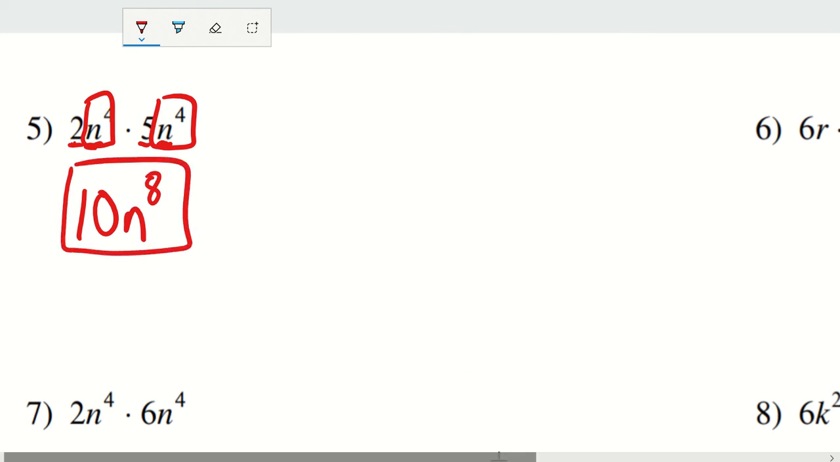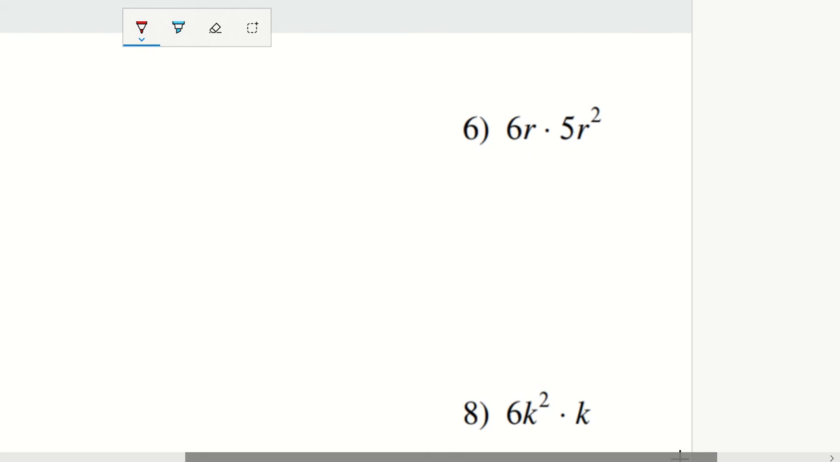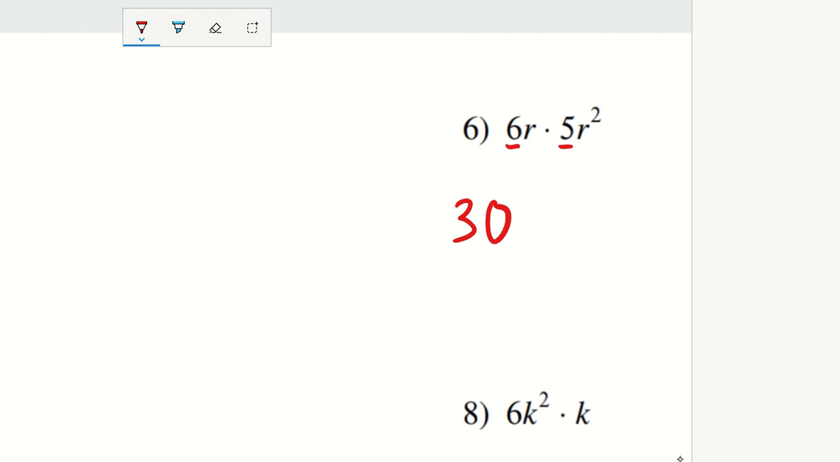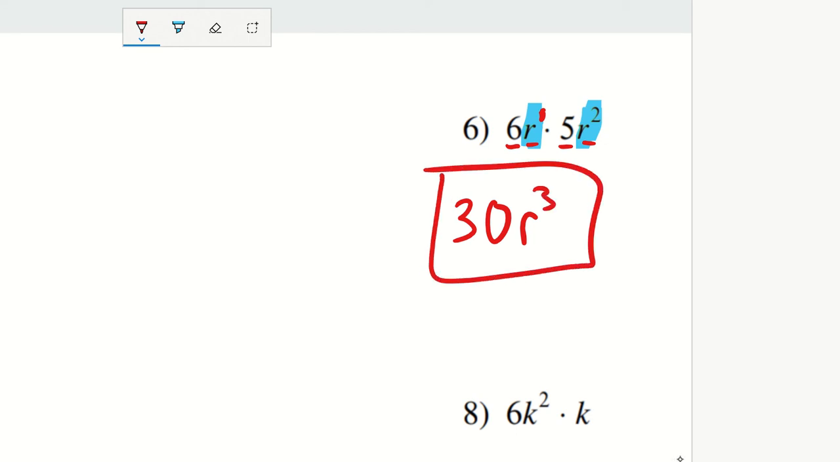Okay, let's go ahead and work out another example, number 6. We have 6 times 5. We're going to multiply like always. 6 times 5 is 30. And then we're going to multiply the r's. Remember that this r right here, even though we don't see it, has a 1 as its exponent. So multiply the letters, keep the base, and add the exponents. 1 plus 2 is 3. This would be our simplified expression right there.